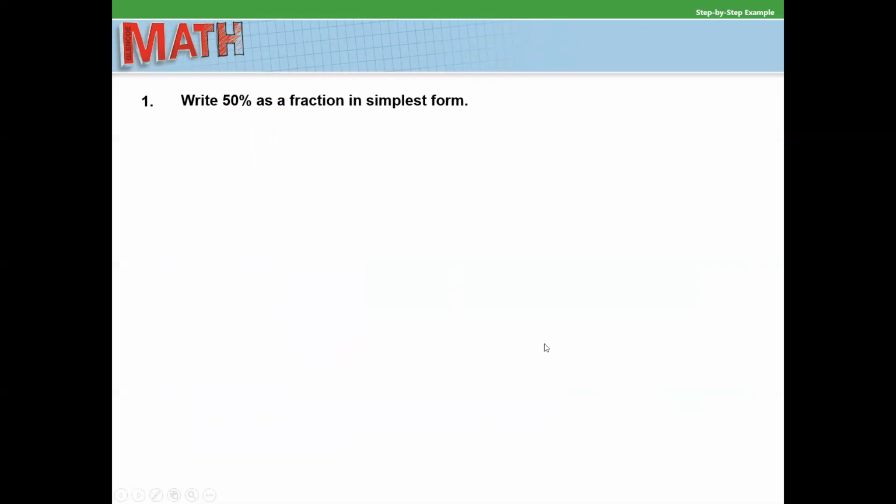Number 1, write 50% as a fraction in simplest form. We start with 50% means 50 out of 100. 50 parts per 100. 50% equals 50 over 100. Remember, when your numerator is 100, you can just say the numerator, percent.